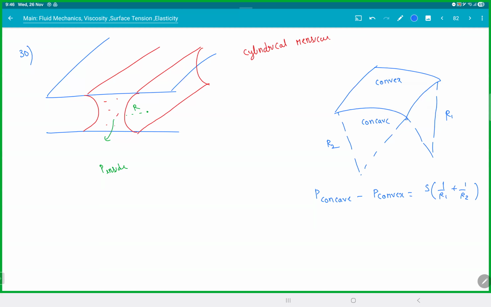So who is concave and who is convex? This guy is concave, so concave is outside here. And for a cylindrical surface, what is the radius of curvature, everyone? For a cylindrical surface, one radius of curvature is r, the other radius of curvature is infinity. Straight line. So the formula becomes S(1/r + 1/infinity). Here concave will be P naught and this will be P inside. So pressure actually will be less.